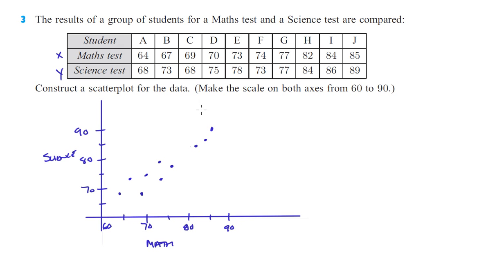Okay, so construct a scatter plot for the data, make the scale on both axes 60 to 90. So there's our scatter plot. It looks like probably a positive, strong correlation. Basically that the higher that they score on their math test, the higher they're going to score on their science test.